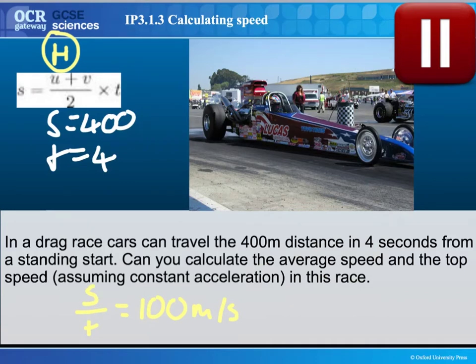However, what it's asking you here is to see what the top speed is, assuming constant acceleration in this race. What you don't know is that starting speed in a drag race is 0. So if the starting speed in a drag race is 0 and the end speed, or the average speed, is 100, then the end speed must be twice that amount. Therefore 200 meters per second.